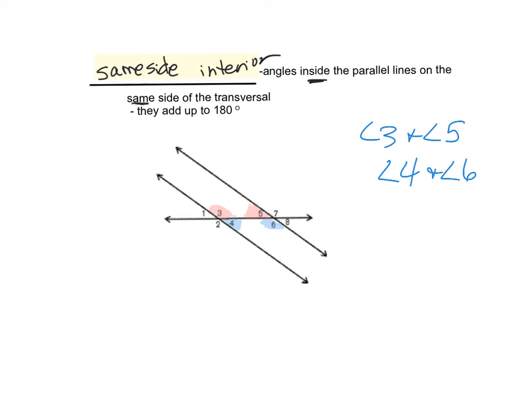And same side interior angles add up to 180 degrees. So they are what kind of angles? Supplementary angles, because they add up to 180 degrees. So angle 3 plus angle 5 equals 180.